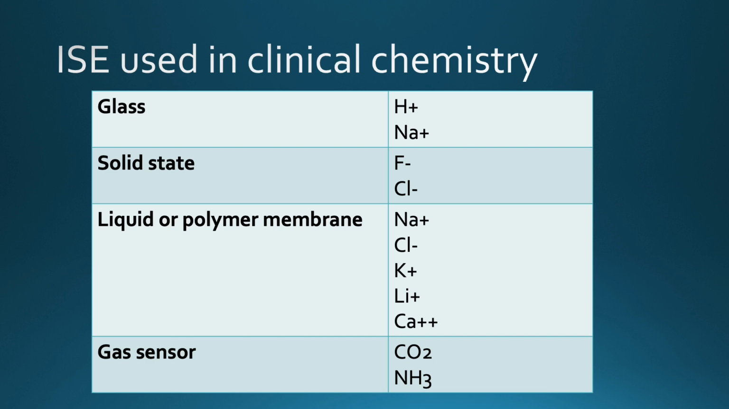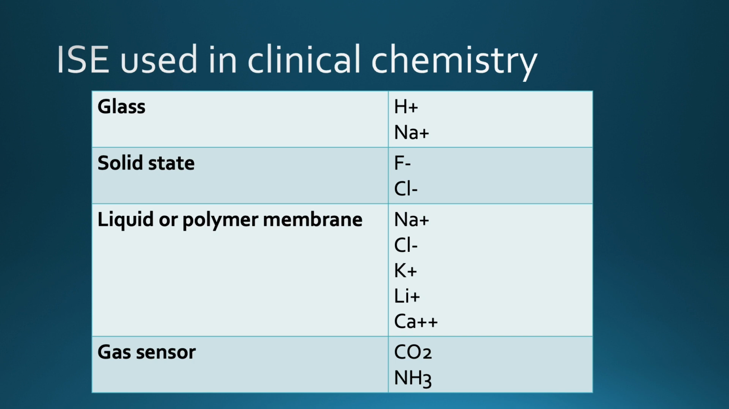Ion selective electrodes used in clinical chemistry. This should come before; the gas sensor comes after. In chemical ion selective electrodes we have glass, as we said, with solid state and liquid polymer. Some textbooks also include the gas sensor as part of ion selective electrodes. So what is the common use of glass? Mainly the pH meter for measurement of hydrogen and also sodium. Solid state is basically for chloride, liquid and polymer mainly for potassium, but it can also be used for other electrolytes.